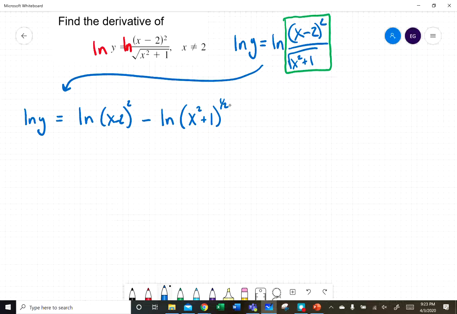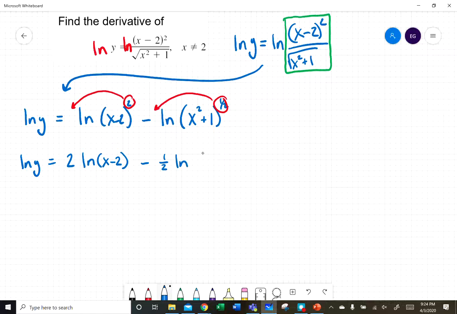to the 1/2 power. Now we have another property of logarithms. It says, okay, if there's an exponent on the argument, it can come out front. So let's pop the 2 and the 1/2 out front. Okay, so we have the natural log of y is equal to 2 times the natural log of x minus 2, minus 1/2 times the natural log of x squared plus 1.